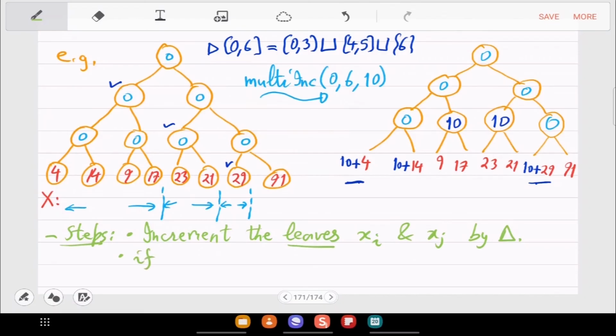And then after that you check whether the leaf xi is the left child of its parent. If it is the left child, then the sibling is also incremented. So I'm adding 10 to 14. And you check whether xj is the right child. If it is the right child, then the sibling will be incremented. In our case, it is not a right child, so we don't increment the sibling. Everything else we will do in the internal node. Okay, that's how the pseudocode will be written.